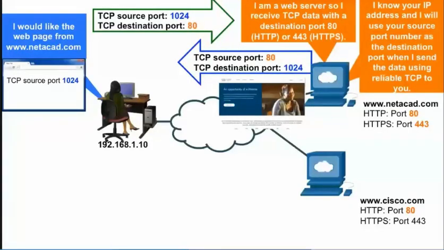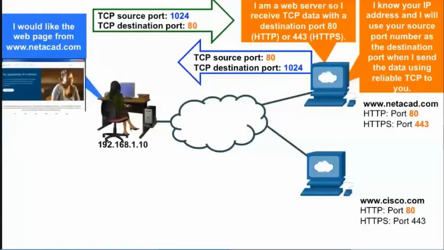After receiving the request from the client, when the www.netacad.com web server sends the client the data it has requested, it will be sent from its TCP source port 80. In other words, from its HTTP application. When sending the data to the client, the server will use the client's TCP source port as the TCP destination port, in this case, port 1024. This is so the client knows which specific application, the specific web browser window or tab, this data is intended for.